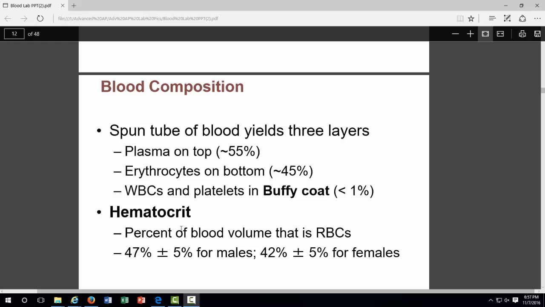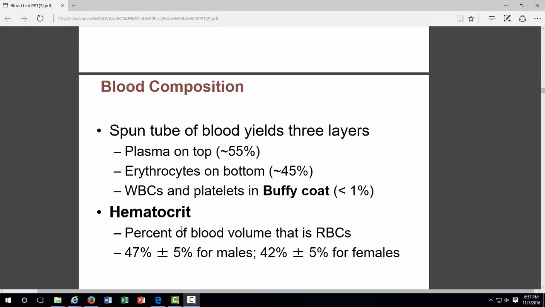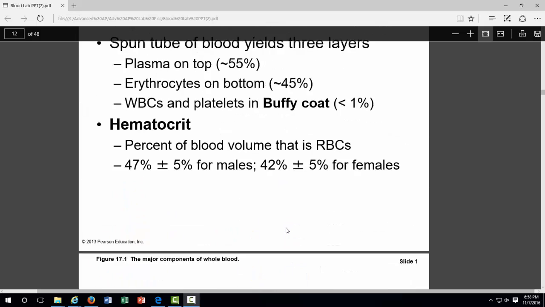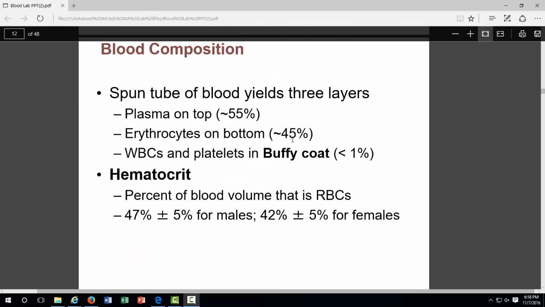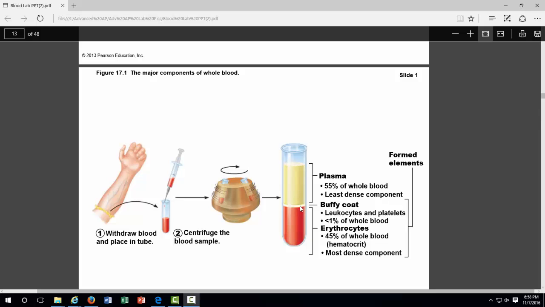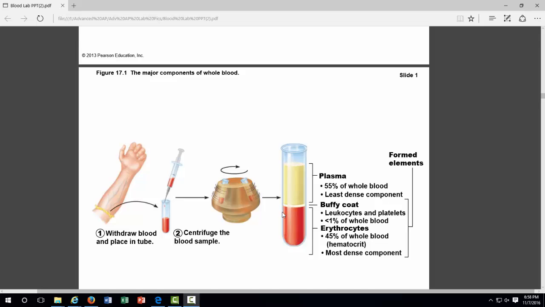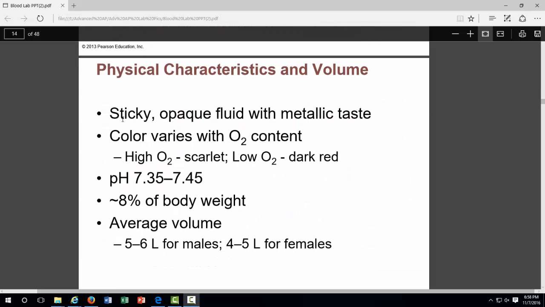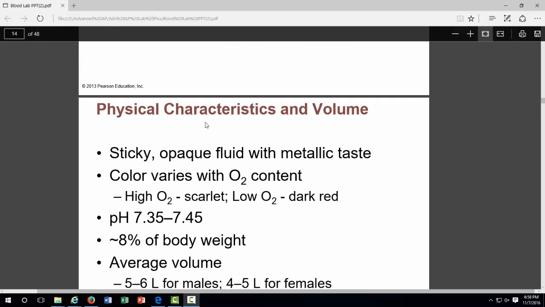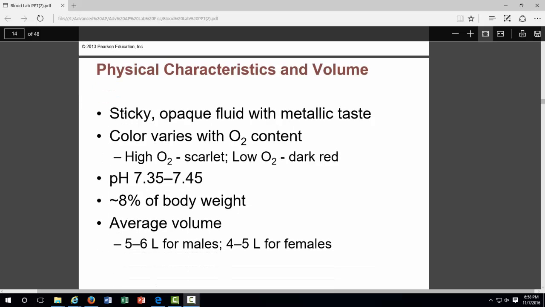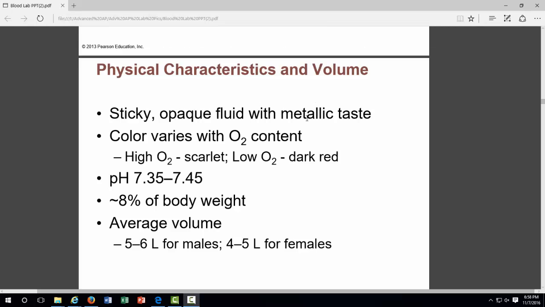All right, so let's go back and just look at, again, constituents of plasma. So 55% is plasma, found on the top of our tube here. And then we have erythrocytes, about 45% on the bottom, and the small little white is where those white blood cells are. It's less than 1%. So if we look at blood in and of itself, it's sticky, opaque. What is opaque? I'm sorry, this is just blood in and of itself. So blood is sticky. Opaque means you can't see through it, right? It's solid red, has a slightly metallic taste.